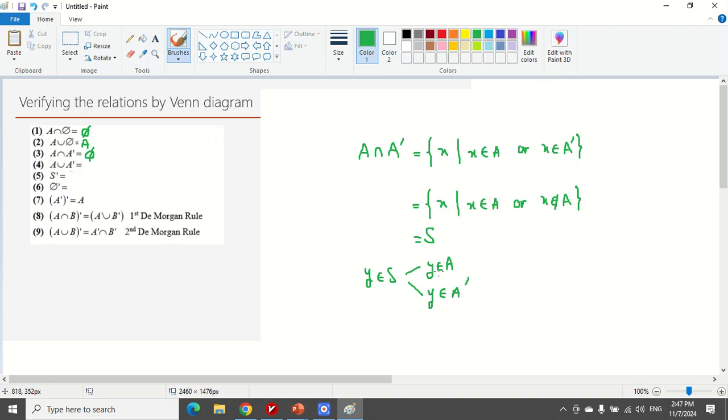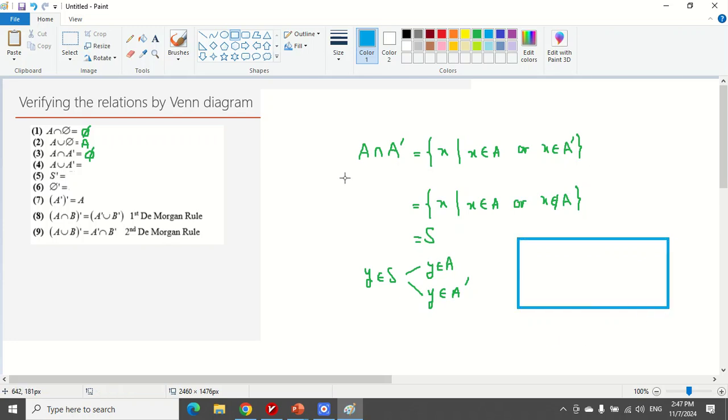So as you can see over here, for each element there are two possibilities. One is x belonging to A, or x is not belonging to A. Because of that, the union of A and A prime is equal to S. We can determine this situation even by using the Venn diagram.